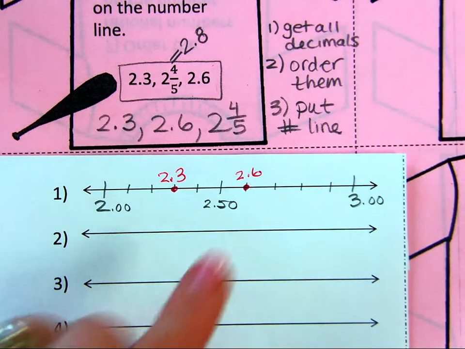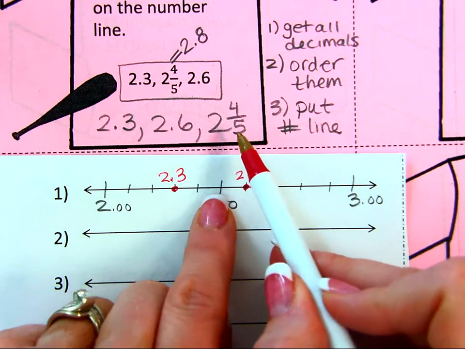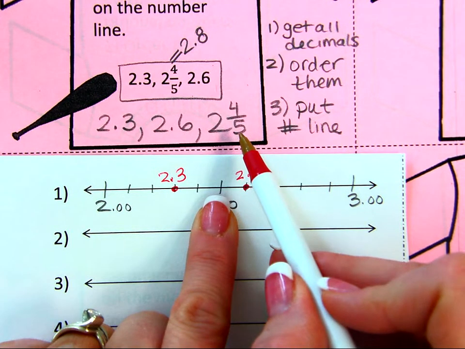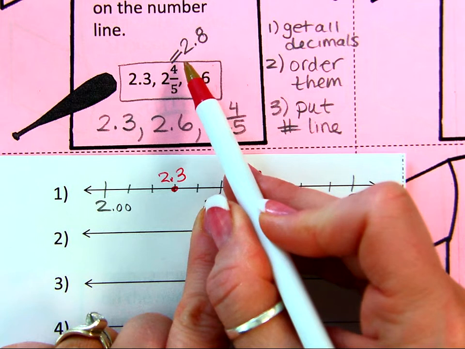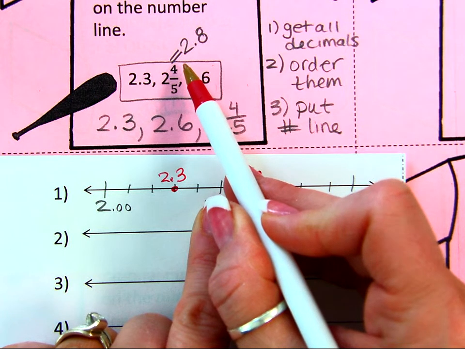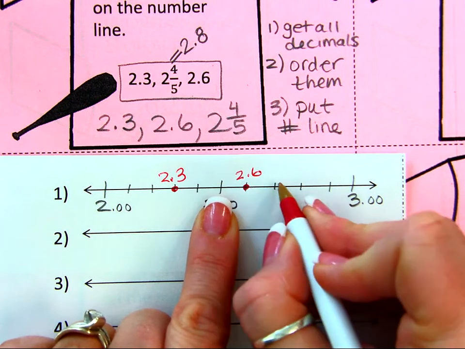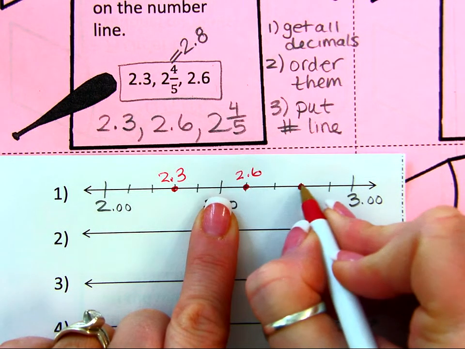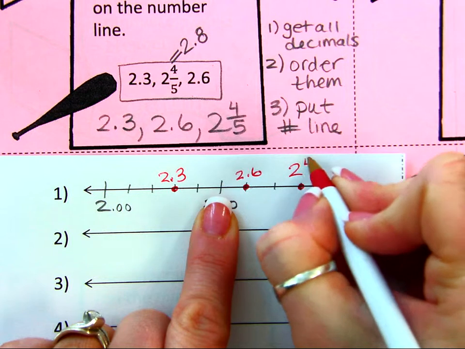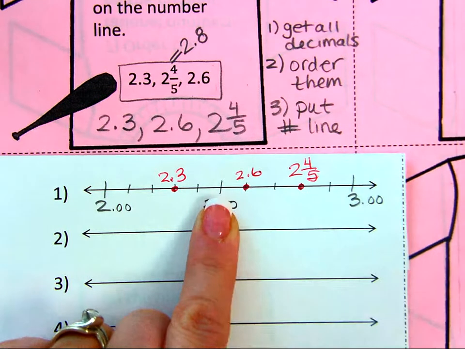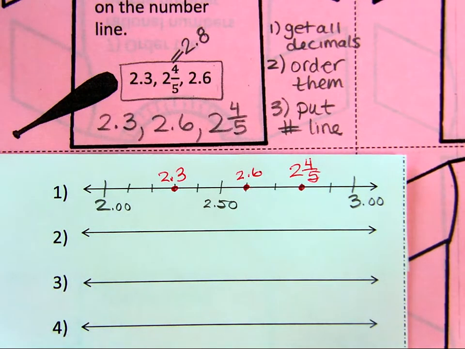And now, here's the thing. I'm looking at 2 4/5. Do you think it might be helpful to go back up and look at what my decimal equivalent is? It's 2 8/10. So this is 60 cents, 70 cents, 80 cents, but I'm going to write 2 4/5. Got it? Okay, did you follow that?